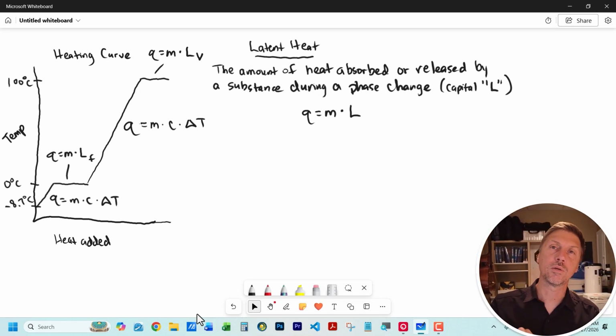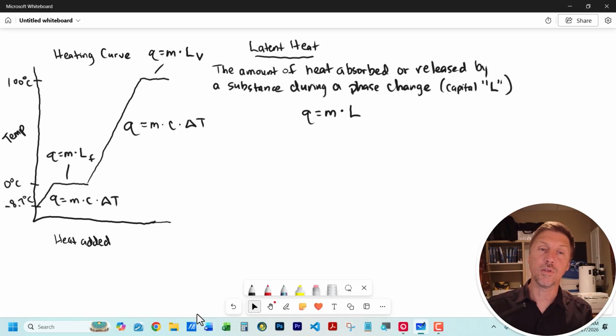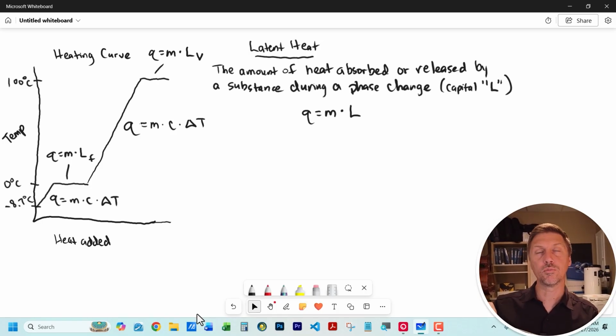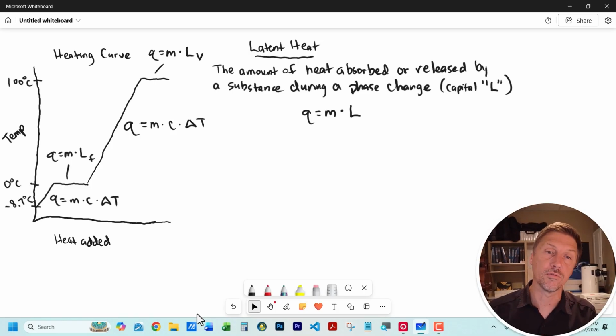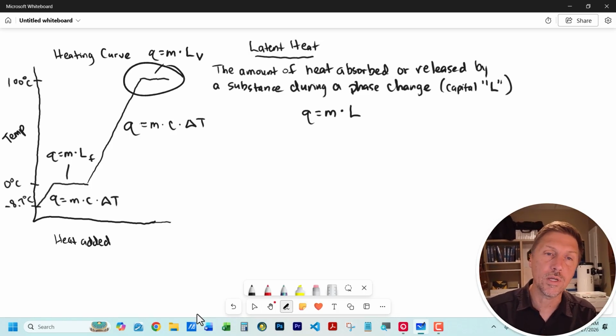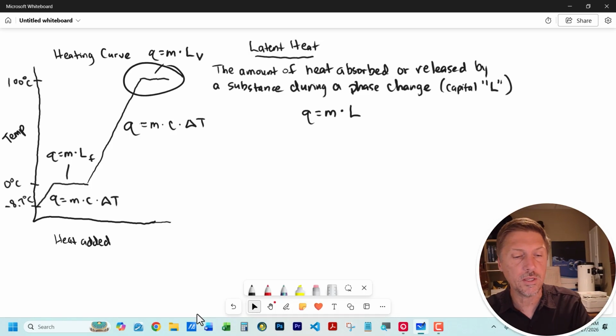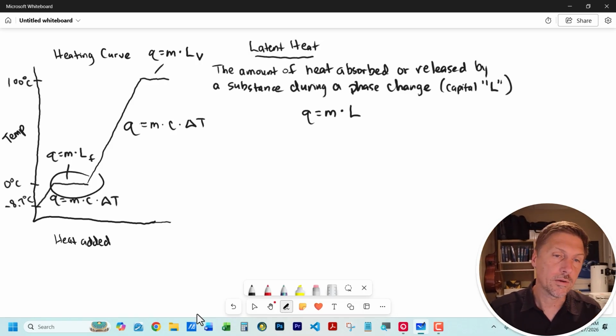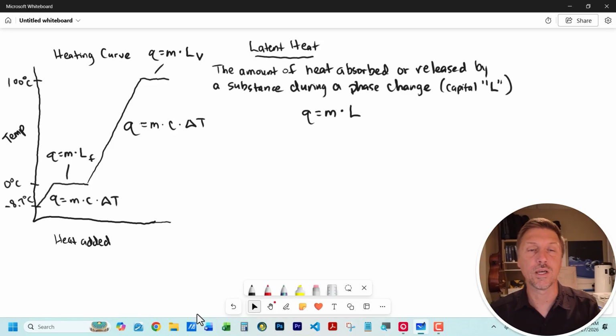So if you go from liquid to a gas, use LV. If you go in the reverse direction, which is where it condenses from a gas to a liquid, we're also going to use LV. So anywhere up around this 100 degree Celsius mark, we'll use LV. If we're down here at the 0 degrees Celsius mark, we're going to use LF.